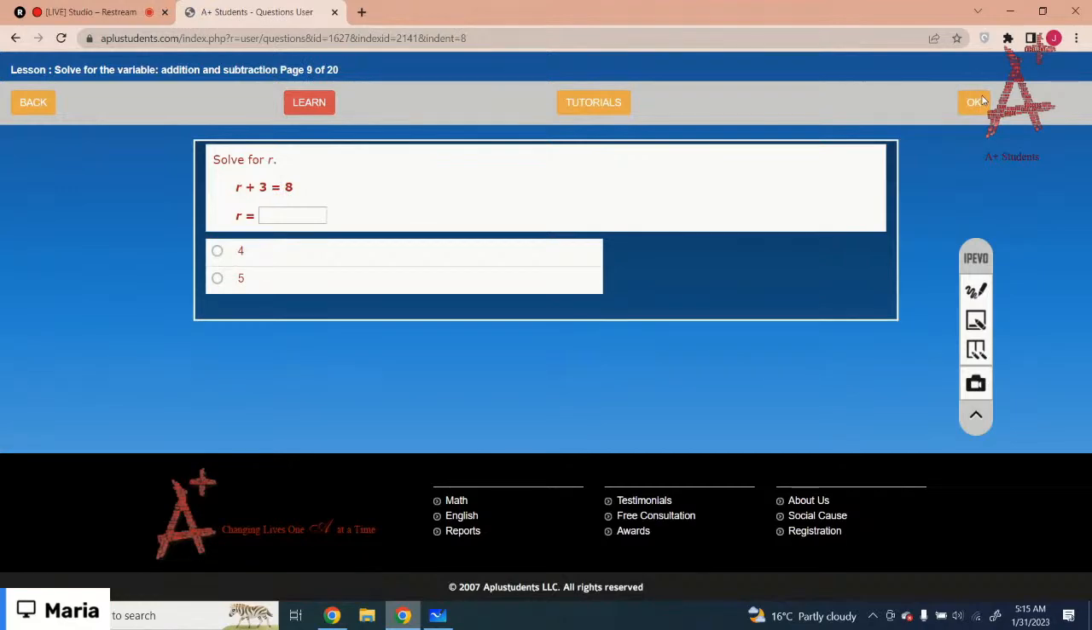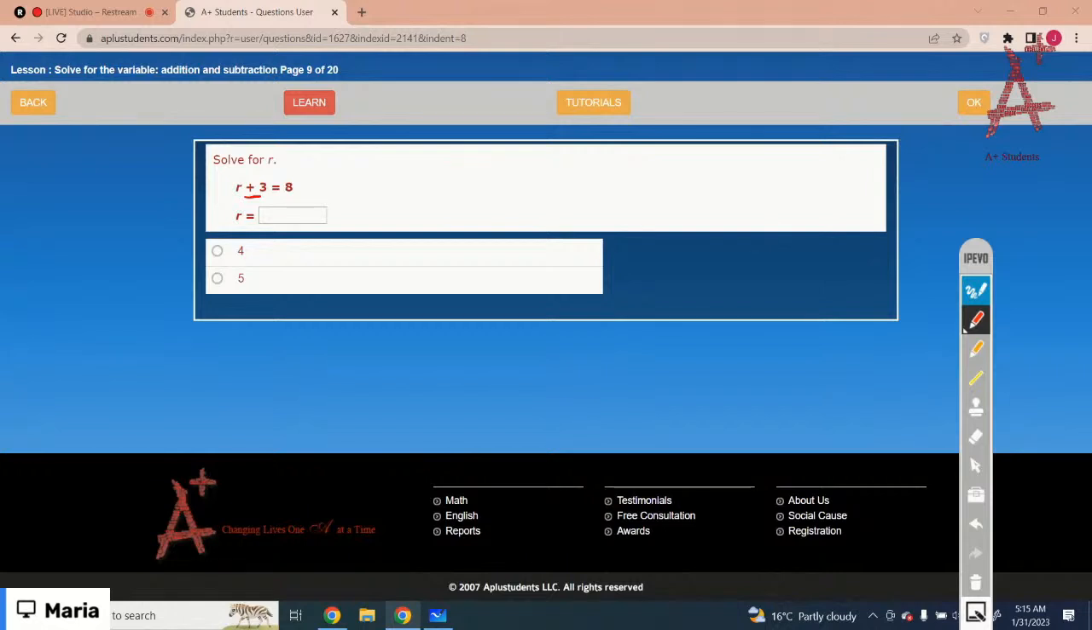Okay, now just look at this one. 3 is adding to r. So you have to remove that 3 from this side. Opposite to addition, always do the opposite operation. Like if it is adding, just subtract it on both sides. If it is subtracting, just add it to both sides. So here 3 is adding, so just subtract 3 on both sides.